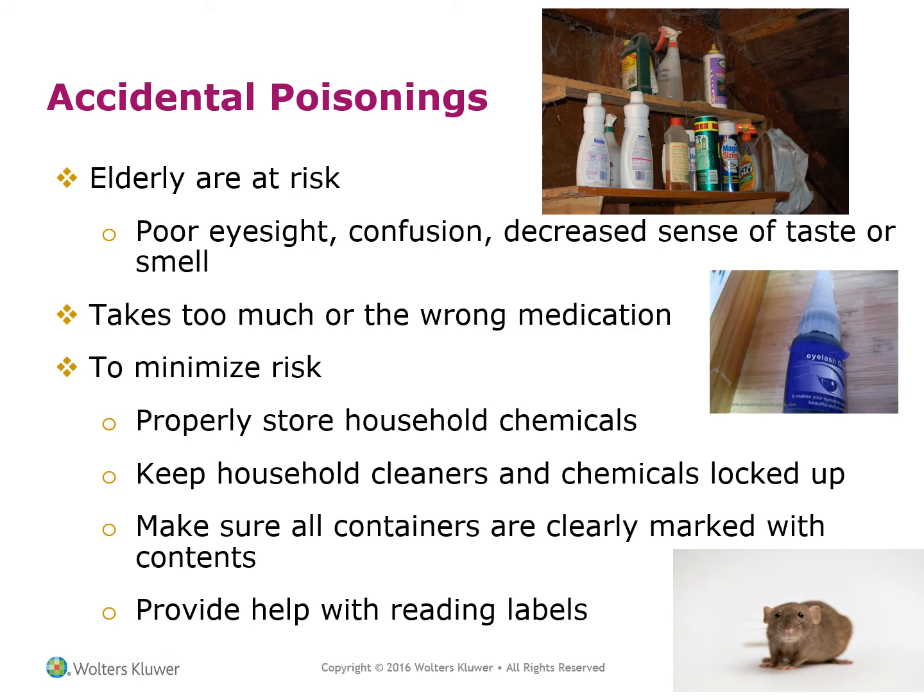Accidental poisonings. Elderly are at risk. Poor eyesight, confusion, and decreased sense of taste or smell put the elderly at risk. They could take too much of the medication or the wrong medication. To minimize the risk, properly store household chemicals. Keep them locked up. Make sure that they are clearly marked with the contents they contain, and provide help with reading labels.